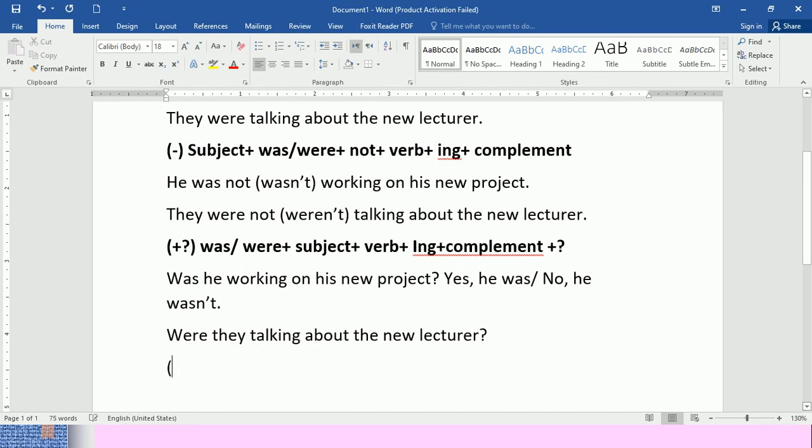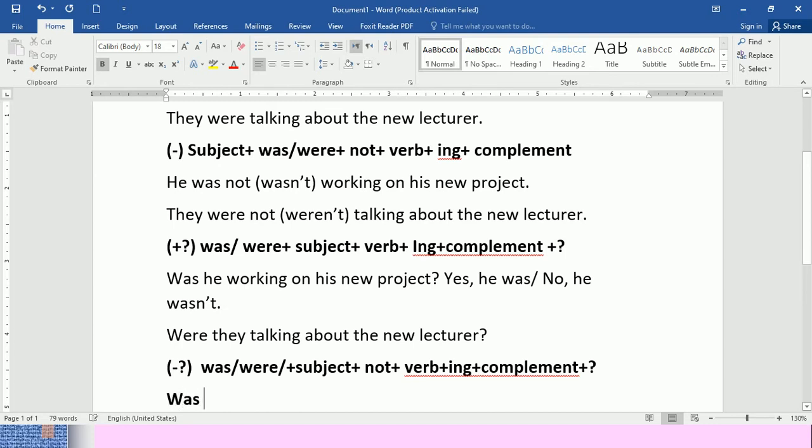We have got two kinds of structure in negative interrogative, one formal and one informal. So let's study the formal one first. For formal, we have was, were, plus subject, plus not, plus verb ing, plus complement, and plus question mark.